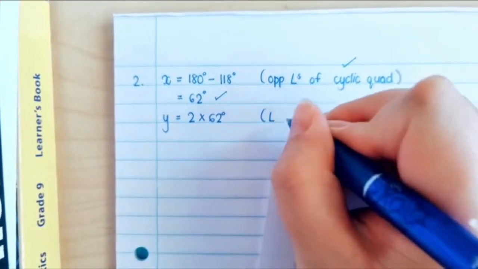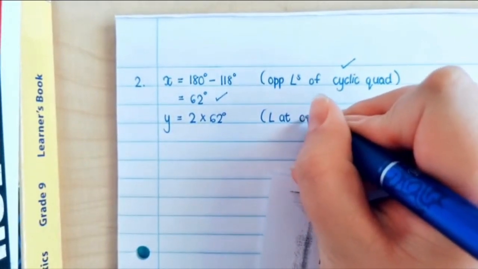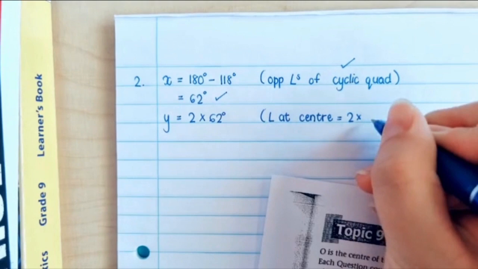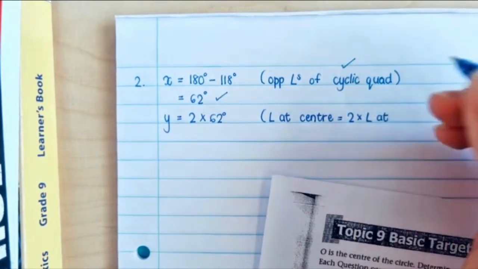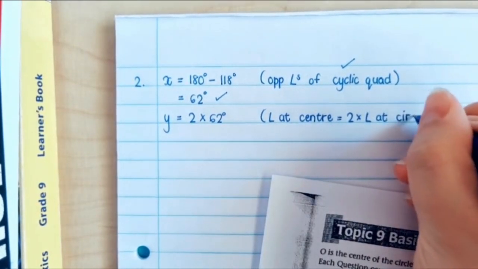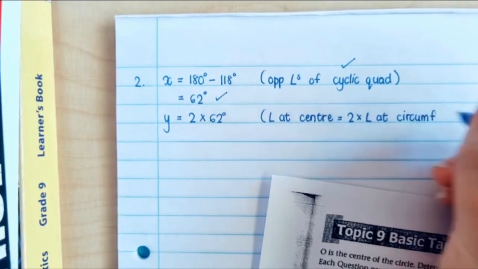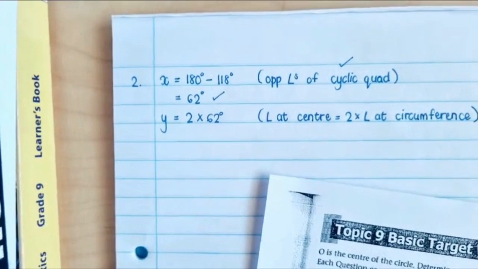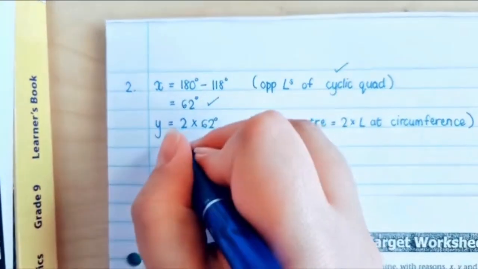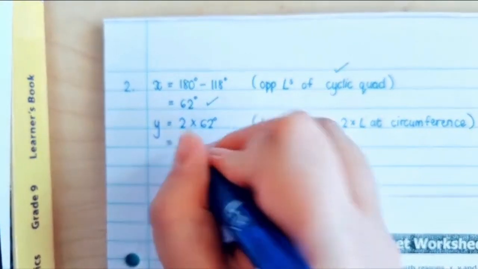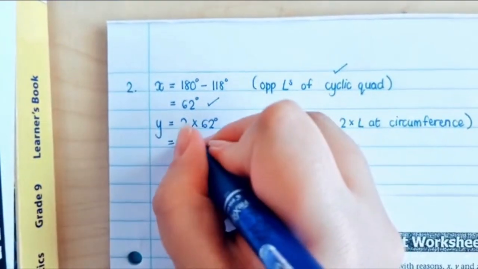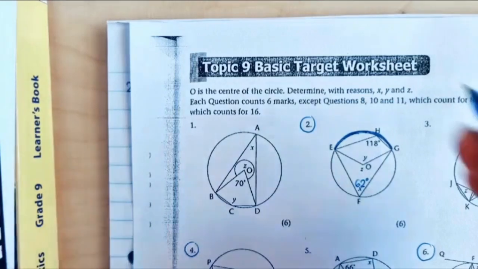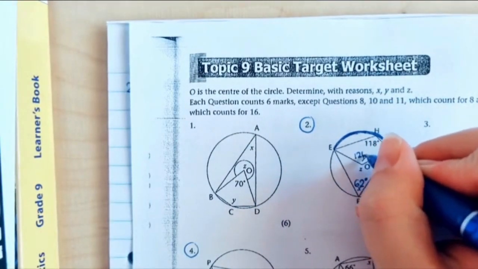All right, and now the reason here is quite long. It's a bit of a schlep to write this down, but guys, you have to. So angle at center equals 2 times angle at circumference. And you have to write the whole word out. Please, if I can do it, you can do it. Okay, so y is then 2 times 62, which is 124 degrees. Okay, again, we found that, so now we fill it in.